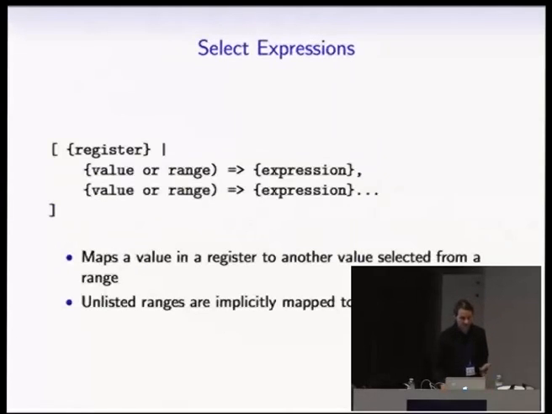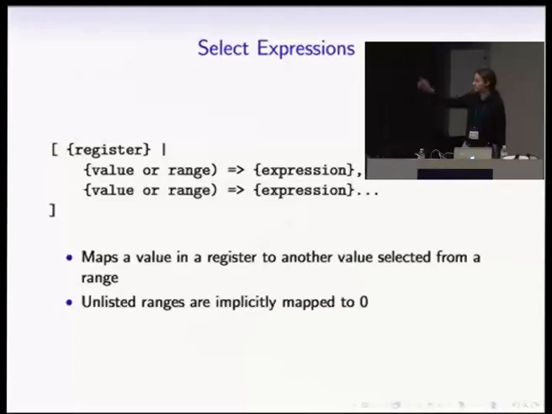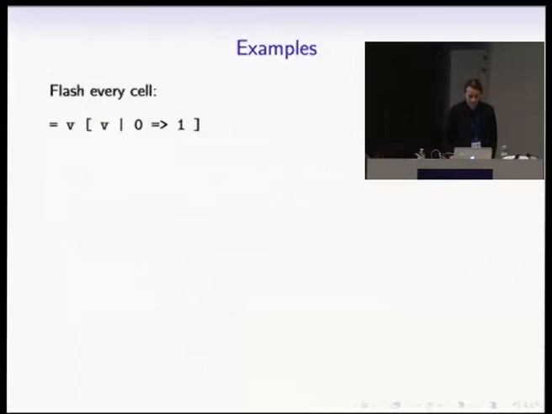And we have a select expression, which takes the register value, and it will return a different value depending on what the register value is, whether it's a specified value, if it's in a specified range, or if it's not in any of the specified values, it'll be 0. So just a few quick examples of this.